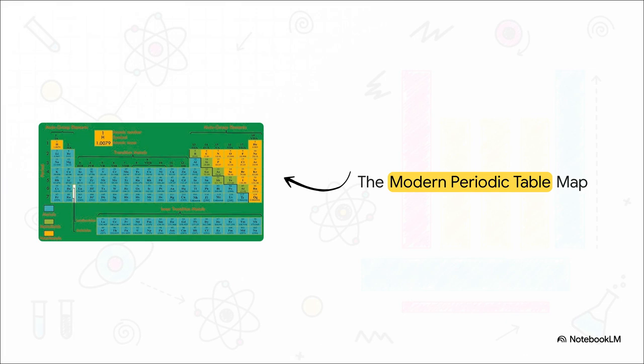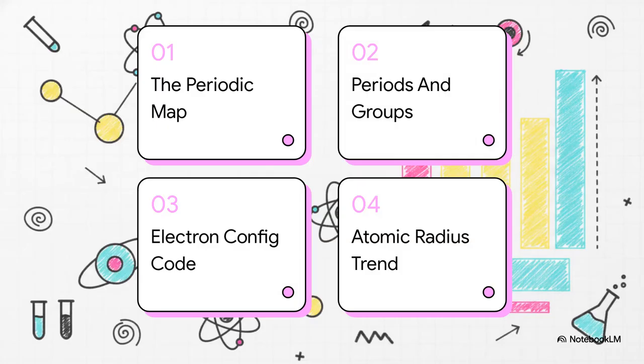All right, let's dive right in and look at the master map. Try to think of this not as just a random list of elements, but as a highly structured city grid. Every single element has an exact specific address, and that address isn't arbitrary at all. It's strictly driven by the element's hidden inner workings. By the end of our time together today, you won't just be staring at little boxes. You'll actually be reading the fundamental laws of chemistry. Here is our roadmap for today. We'll be covering the periodic map, decoding periods and groups, the electron configuration code, and finally, the atomic radius trend.